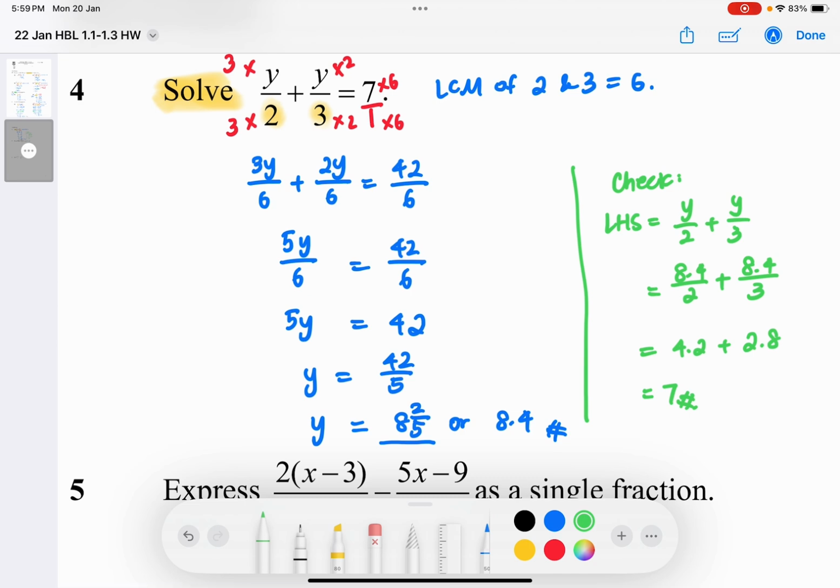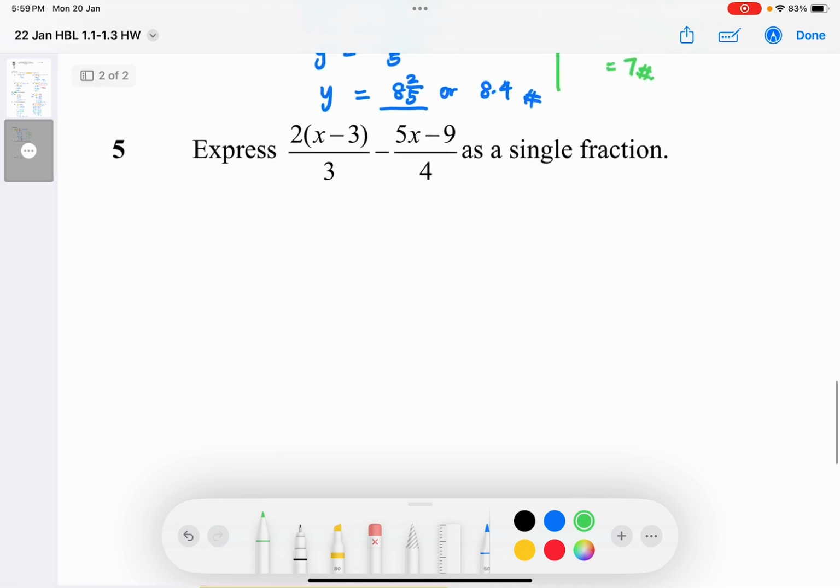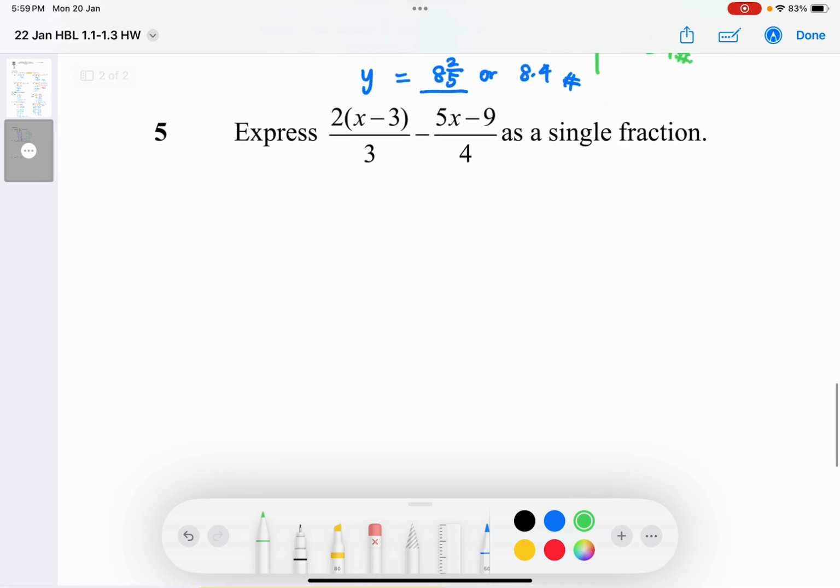Okay, so now I can move on to question 5. Under question 5, you're asked to express as a single fraction. Notice how different this is from question 4. Question 4, you're asked to solve. Question 5, you're asked to express as a single fraction. So question 5 is actually simplifying, right? From 2 fractions, I want to get only 1 fraction. So the final answer looks a bit different. Just now the previous final answer is a number. In this case, my final answer is a fraction with algebraic expression. It's an algebraic expression in a fraction form, all right?